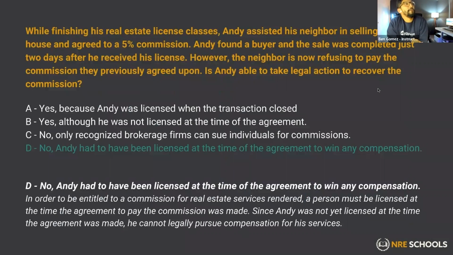While finishing his real estate license classes, Andy assisted his neighbor in selling their house and agreed to a 5% commission. Andy found a buyer, and the sale was completed just 2 days after he received his license. However, the neighbor is now refusing to pay the commission they previously agreed upon. Is Andy able to take legal action?